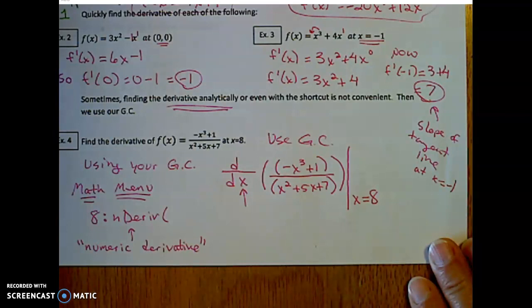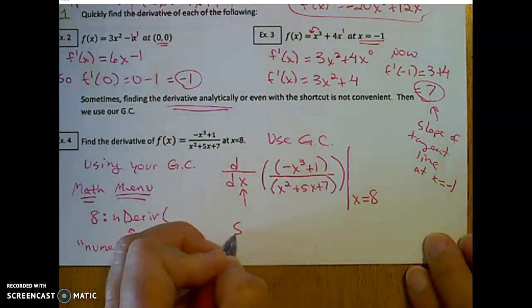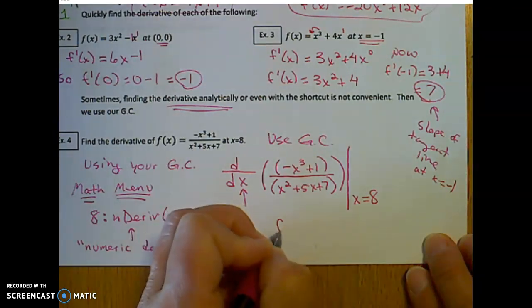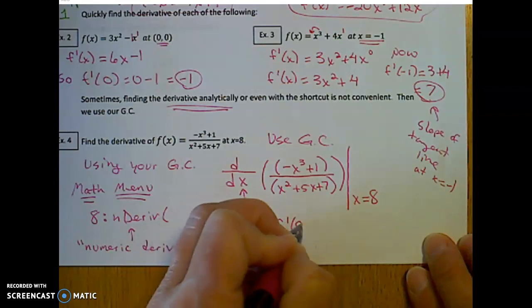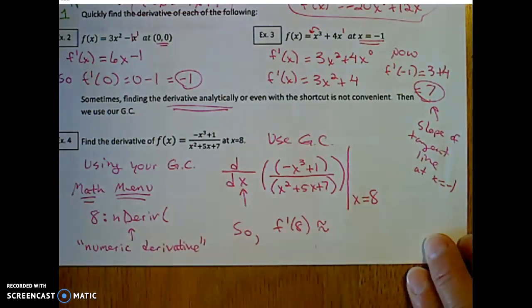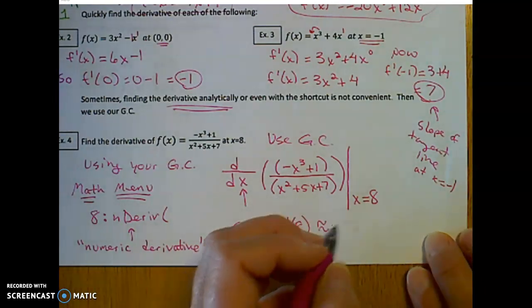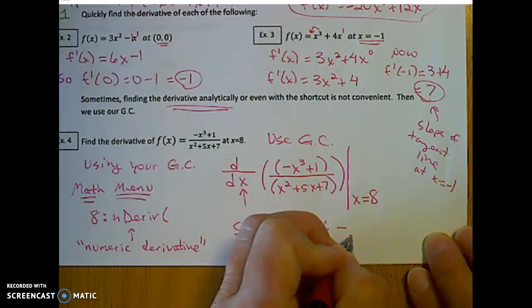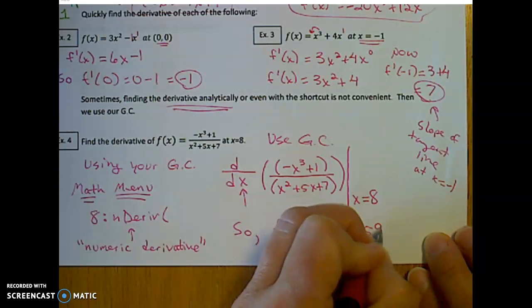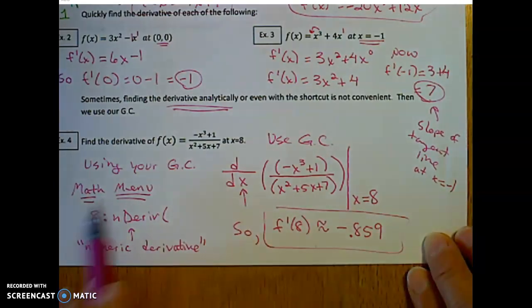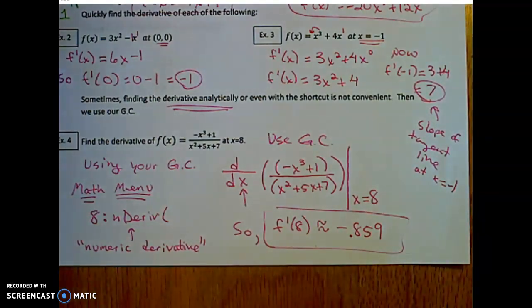Hit enter. You see a decimal approximation, so you just found that f prime of 8 is approximately, what did your calculator give you? Let's round to 3 decimal places, negative 0.859. If you did not get that, try that little sequence of steps again, but we're going to try that one more time as I turn the page.